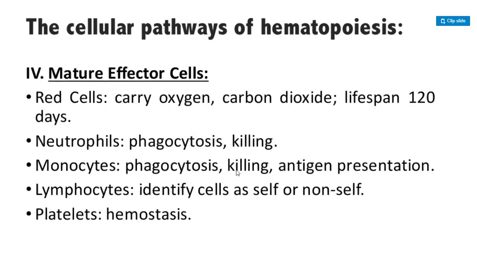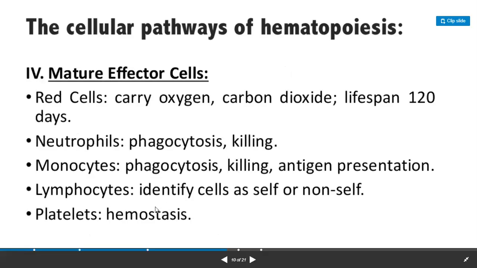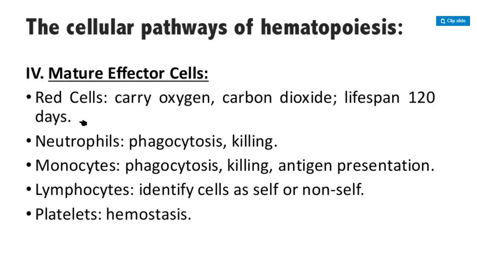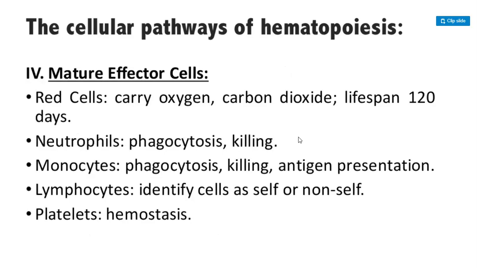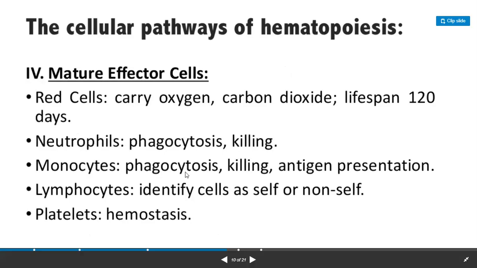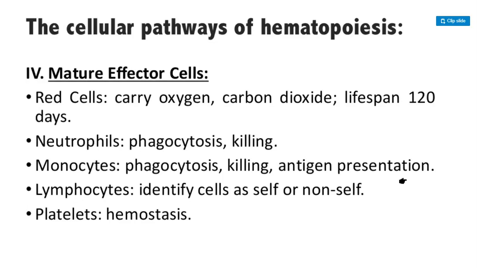Okay, so now let's look at the mature effector cells. The mature effector cells are the final product of hematopoiesis. They are the red blood cells, which carry oxygen and carbon dioxide, and have a lifespan of 120 days, which we already discussed before. And then the neutrophils, which function in phagocytosis and the killing of bacteria and other microorganisms that get into the body. And then we'll have the monocytes, which also have phagocytic function, phagocytosis and killing of microorganisms. And then they help with what we call antigen presentation, which we will look at when we look at immune reaction. We'll talk about antigen presentation later.